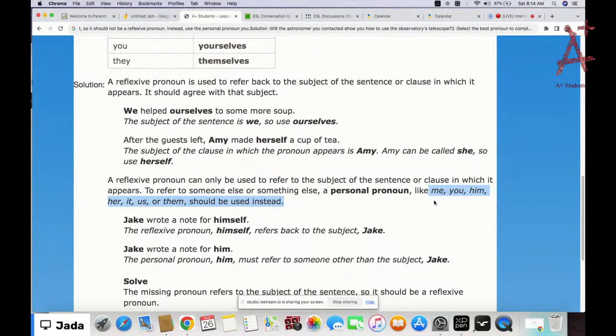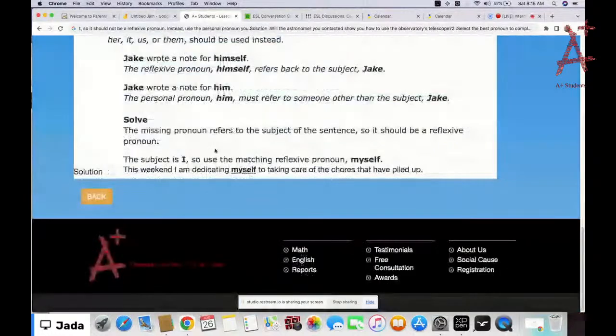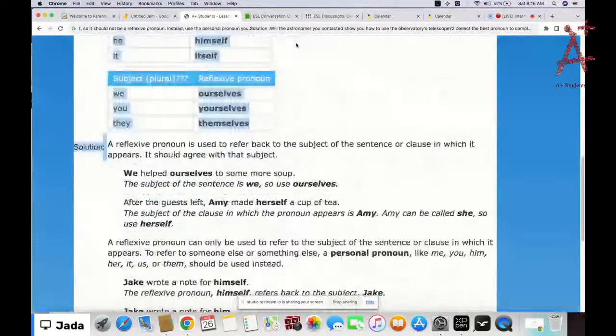If you want to talk about someone else, for example, you can say, "I taught my brother." So if you want to tell us that you taught your brother something using a personal pronoun, you're going to say, "I taught him about reflexive pronouns." Okay, so when you use a personal pronoun, me, you, him, her, it, us, or them, it should be when you're referring to someone else and not the subject. Okay, so let's look at some examples.